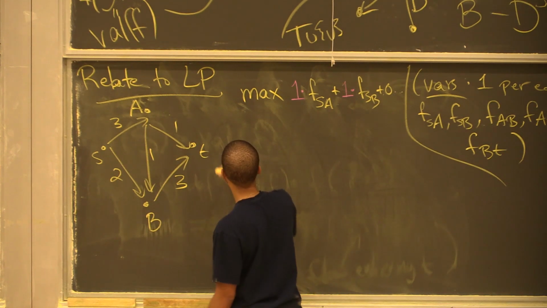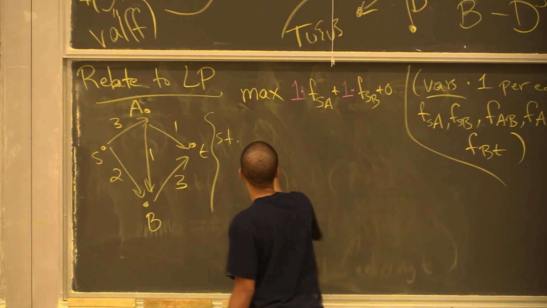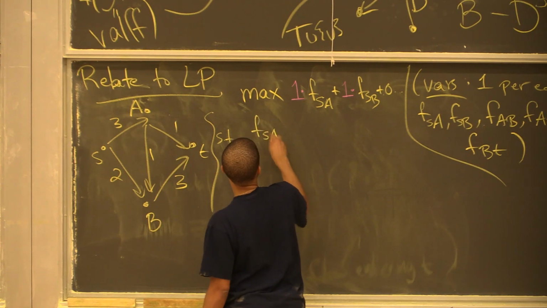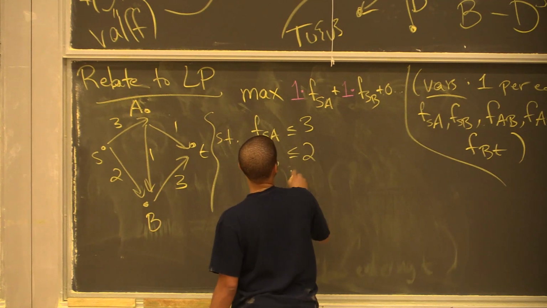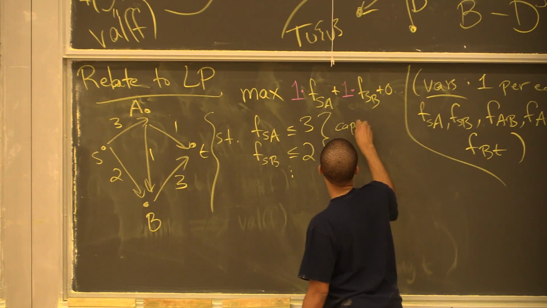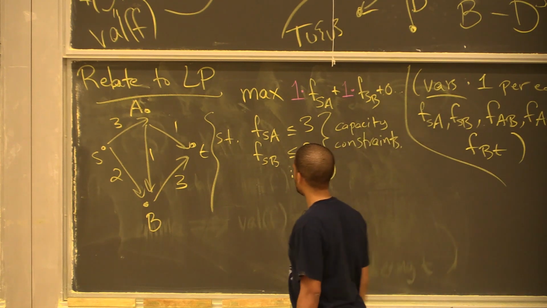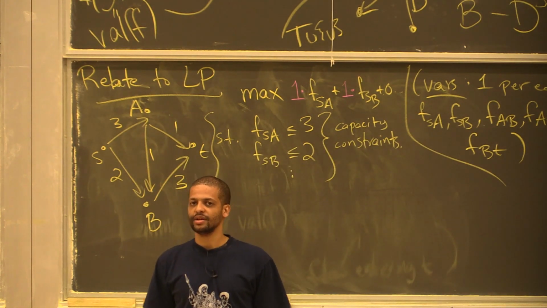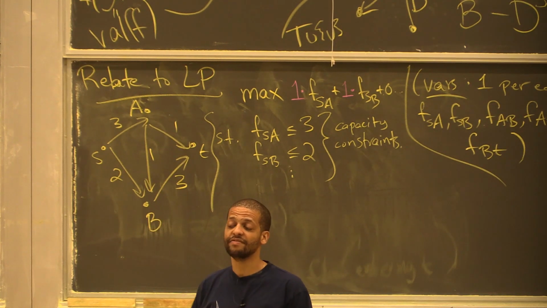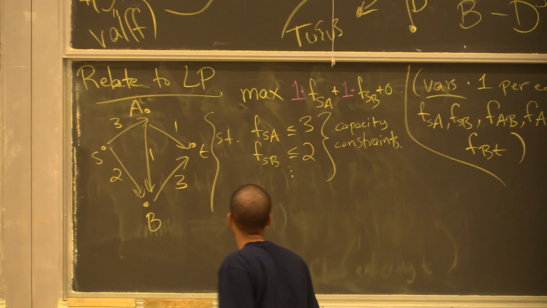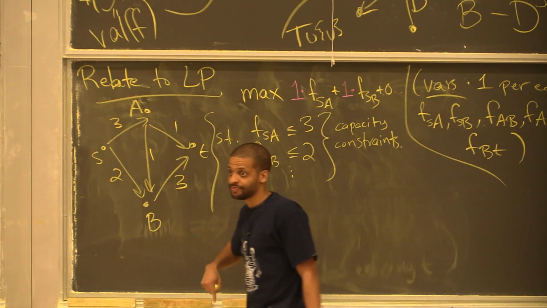Subject to constraints, I have the capacity constraints, which say, for example, f of SA is at most 3, f of SB is at most 2, etc. These are the capacity constraints. And then I also have the conservation of flow constraints, which need to be there for all the vertices which are not S or T, which means, in this example, A and B have flow conservation constraints. So the flow into A has to equal the flow out of A.